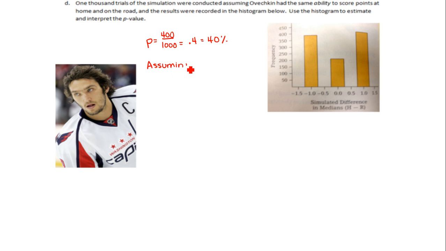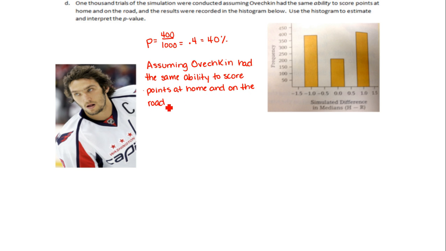So we would say, assuming Ovechkin had the same ability to score points at home and on the road, we would expect a difference in medians, home minus road, of at least 1, 40% of the time by random chance.